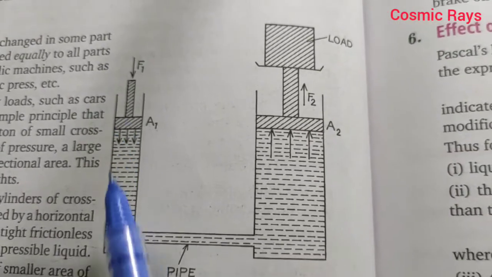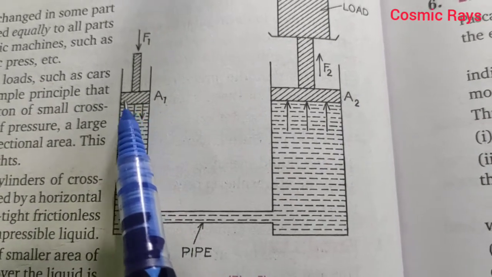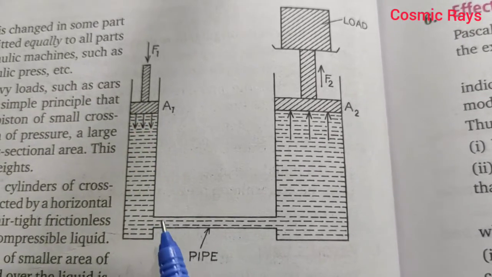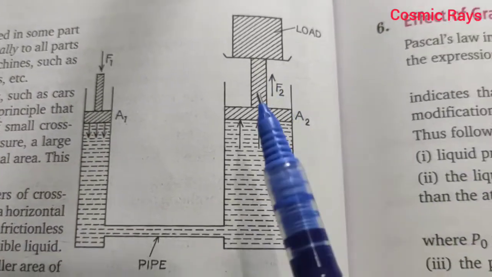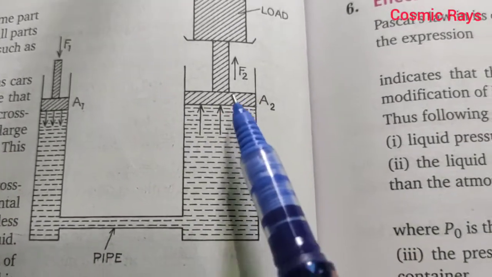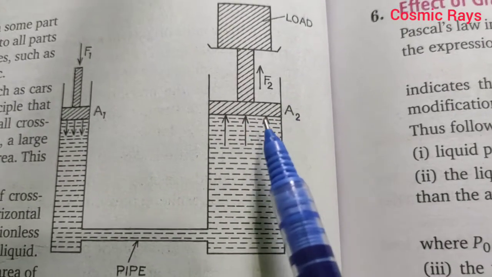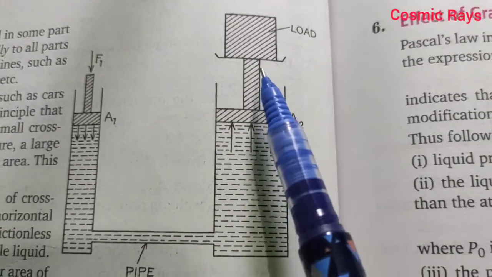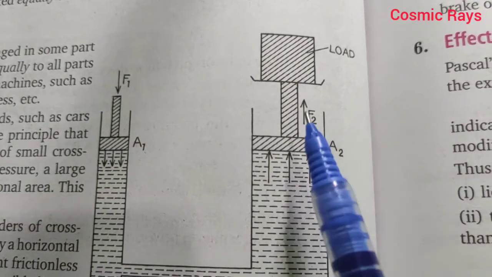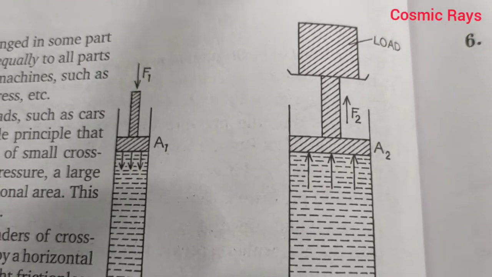So what we see in hydraulic lift is, for a smaller area, if we apply a small amount of force, then it is equally transmitted throughout the fluid, and through a pipe it is connected to a bigger area. So automatically this upward force is going to be very high, and that can be used to lift the loads. As this is not in the syllabus, we are not going into the details.